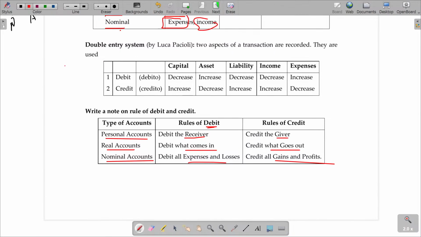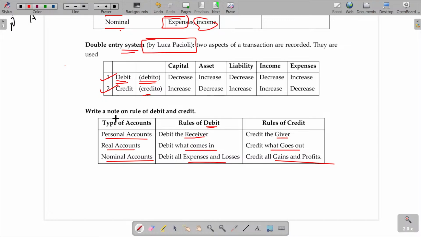The double entry system, what we follow today, debit and credit, was actually propounded by Luca Pacioli. For every transaction, we'll have two sides. Okay, one debit will have an equivalent credit also. Actually, the terms debit and credit represent debito and credito in Latin. Okay, it's not in English, right? Originally, it is borrowed from Latin, debito and credito.